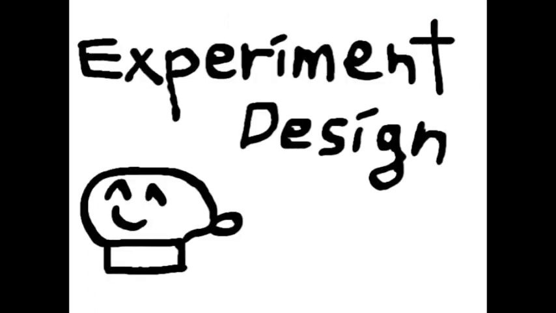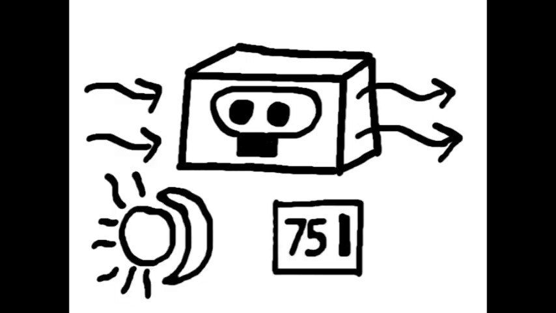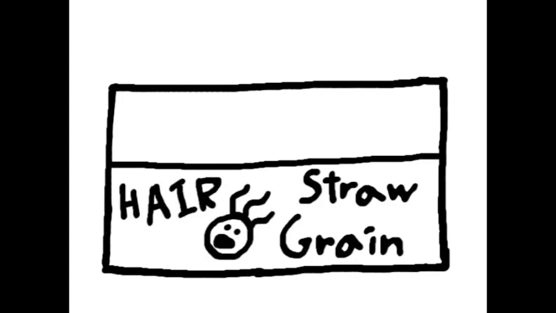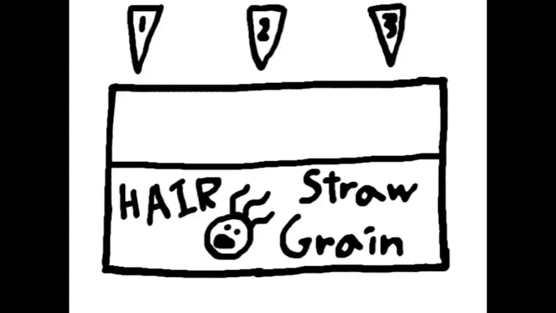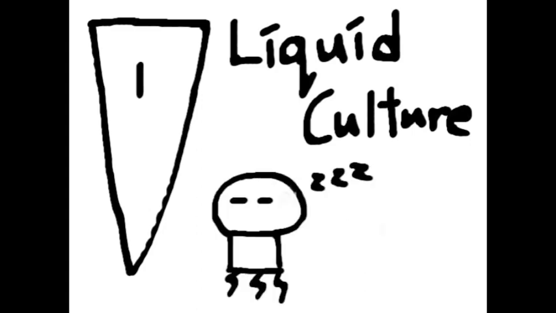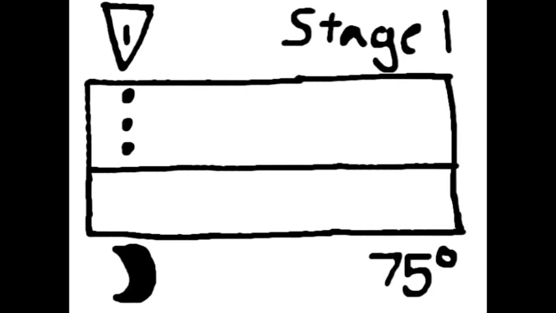Let's do this. So here's a basic summary of what we're going to do. I chose the butterfly enclosure because it has airflow and I can control light and temperature. To grow the mushrooms, we'll use media such as straw, grain, or even hair. The enclosure will have three separate plungers, the first being a liquid culture, which is basically little bits of mushroom cut up and sleeping. In stage 1, we'll inject the liquid culture and let the mycelium fully grow out and mature.